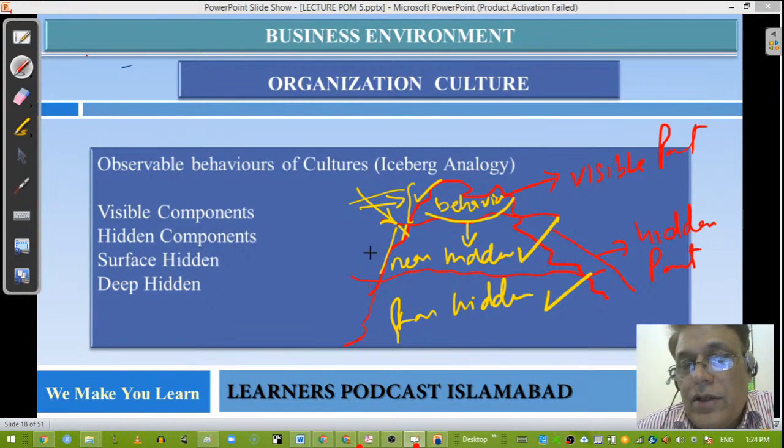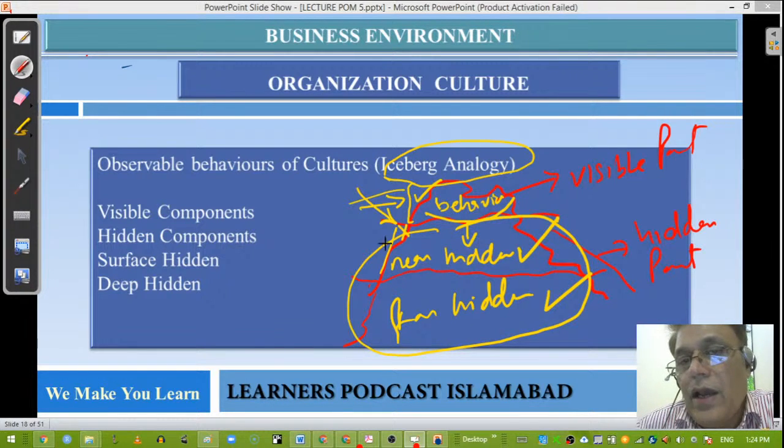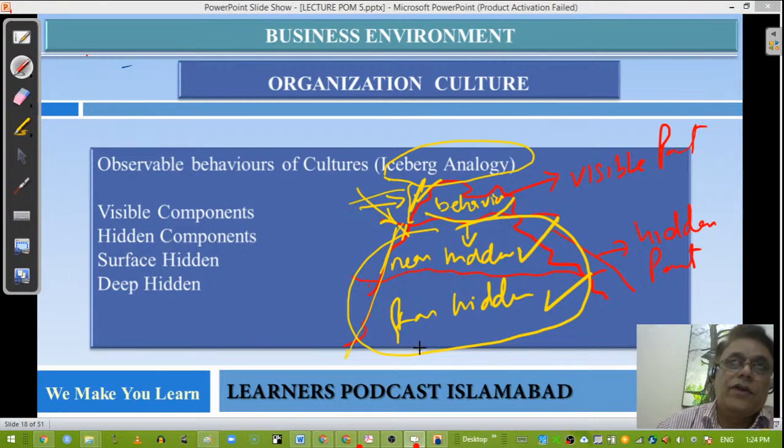The researchers who studied culture asked why culture is different, and then they came across this iceberg analogy: why the behavior of one community is different from the behavior of another community. It is based on these things which are hidden and which are much larger than this visible part of the culture.